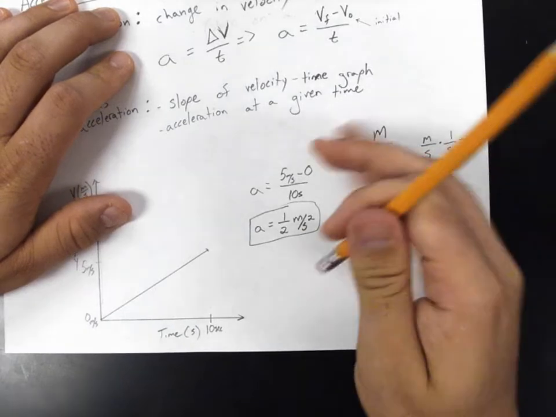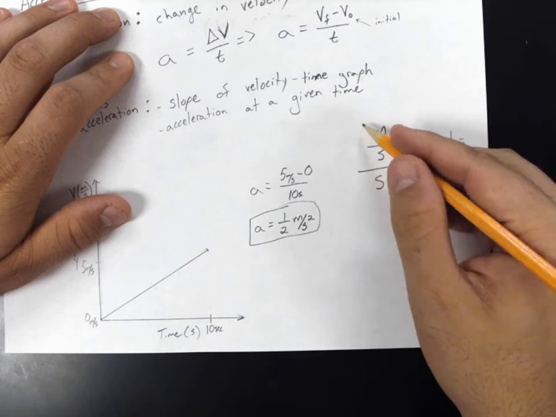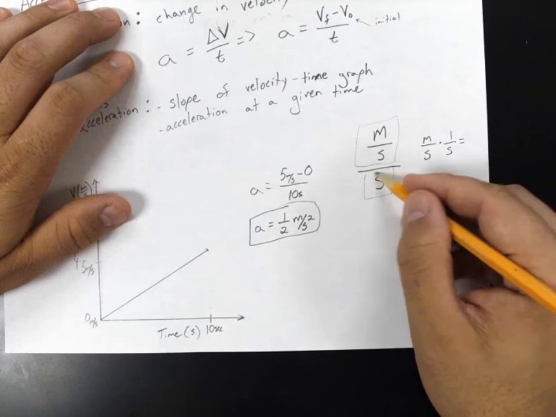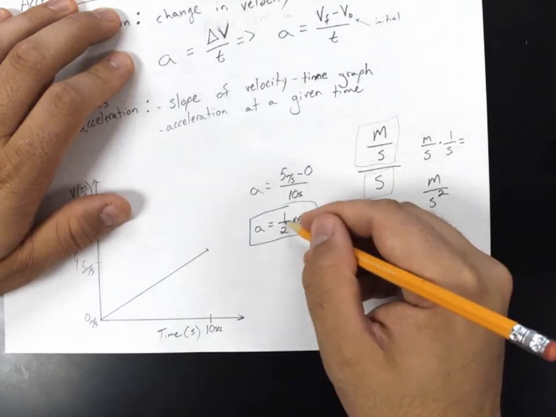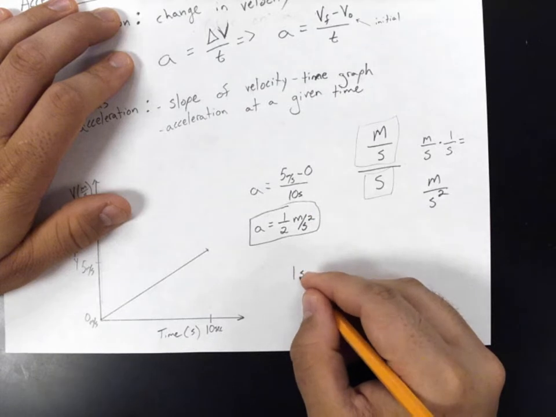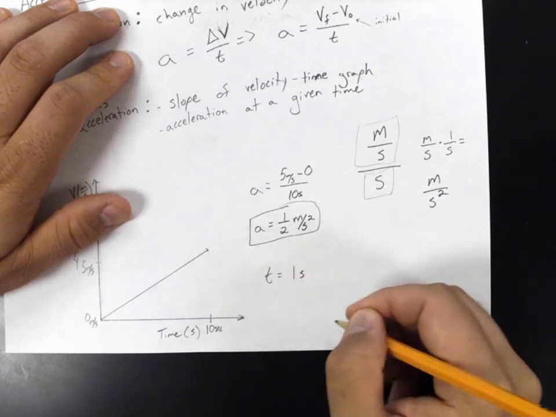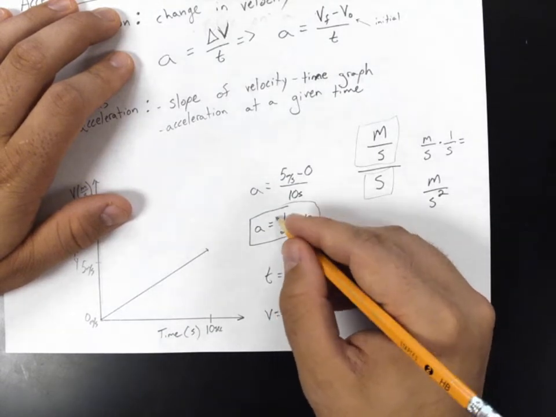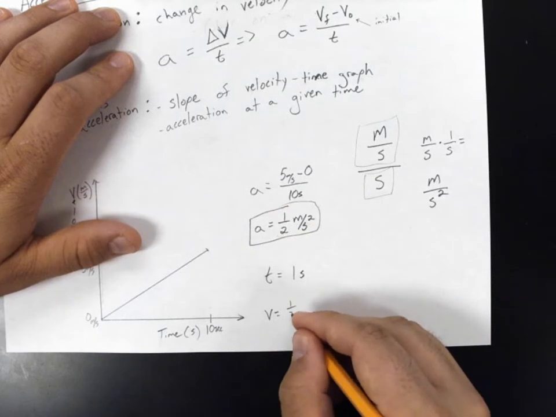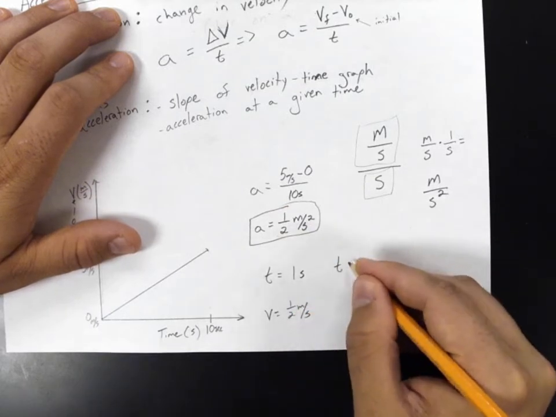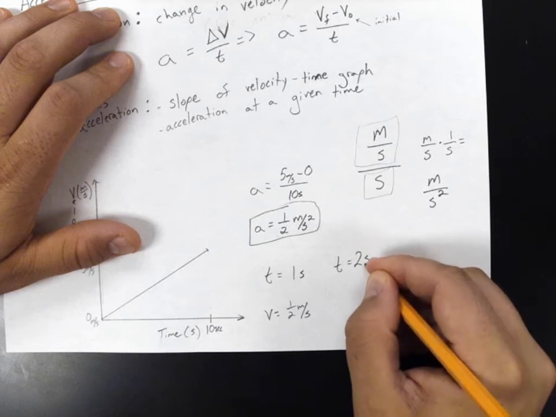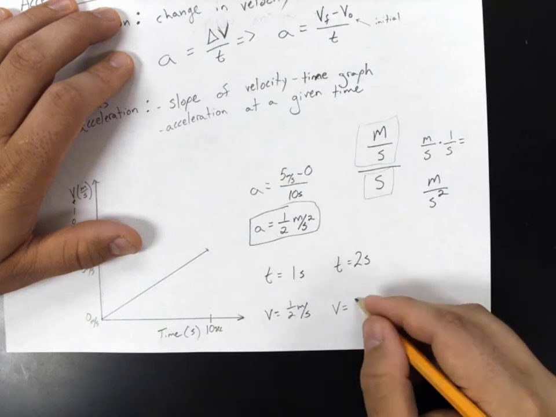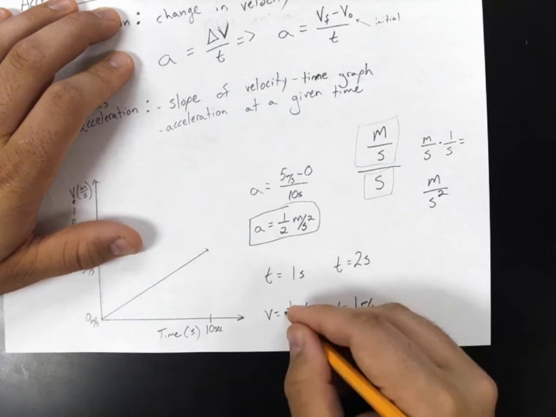But what does that mean? What does acceleration mean? Well, that means you are going to change your speed by this amount, whatever's on top, every second. So over here, what that means is that after 1 second, at t equals 1 second, your velocity would be increased from 0 to this much, 1/2 meters per second. At a time of 2 seconds, you increase your speed by that amount again. So your velocity after 2 seconds would be 1 meter per second, right? 1/2 plus 1/2 is 1.